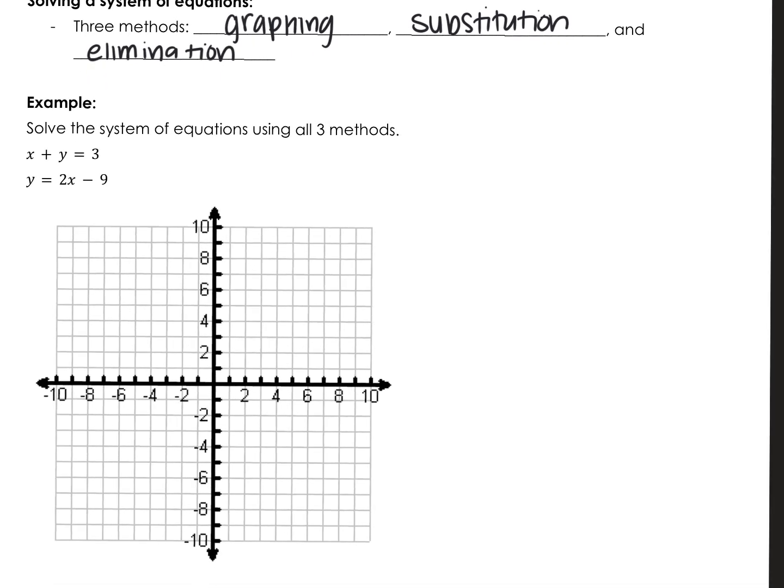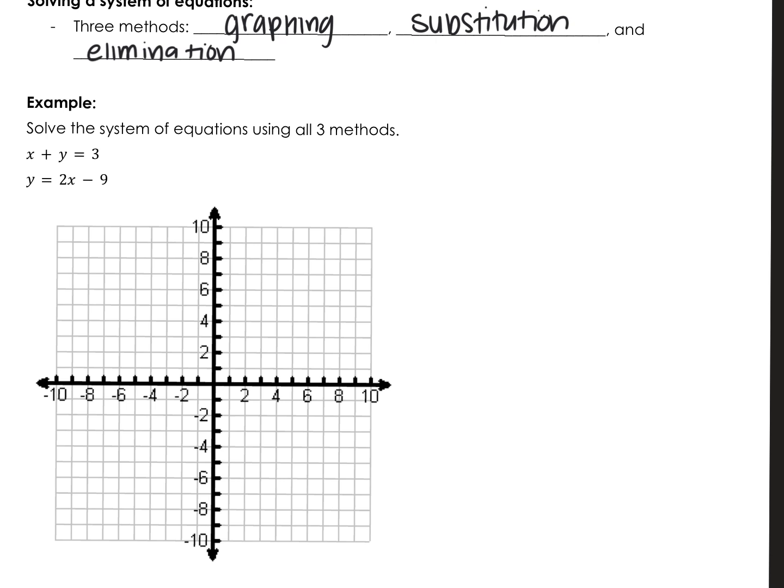So I'm going to do one example showing you how you can solve a system of equations using all three methods. So we have the system x plus y equals 3 and y equals 2x minus 9. An important thing about a system of equations is that there will only ever be one solution. So there's only one x and y value that makes both equations true. And that's what you're looking for in a system. You're looking for the one x and y value that will work for both equations.